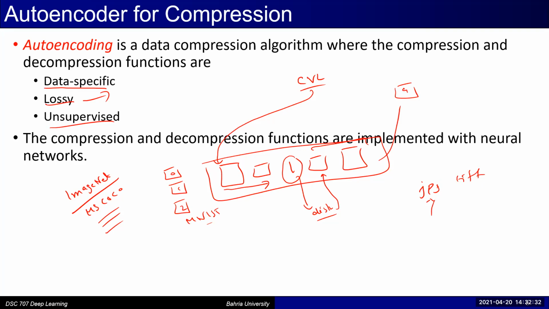So autoencoders, if you are using them for compression, this is a lossy compression. Lossy compression means if I have an image of 2, 3, 4, it may be something like this.